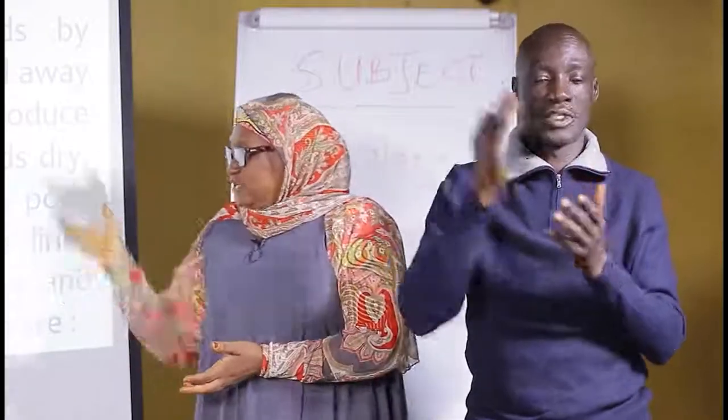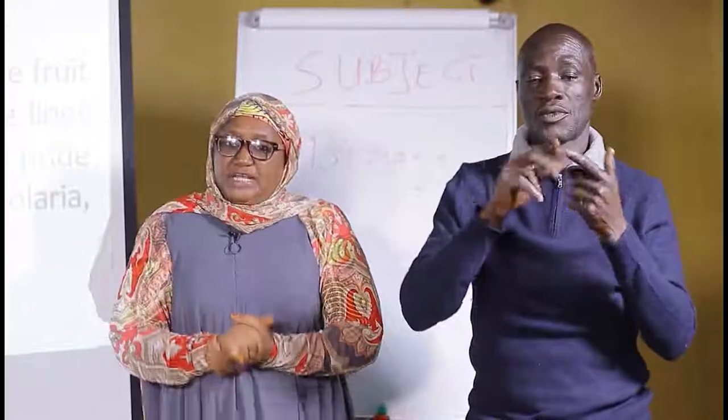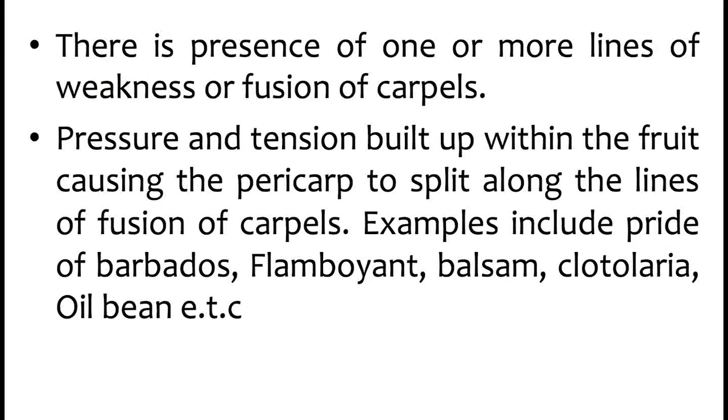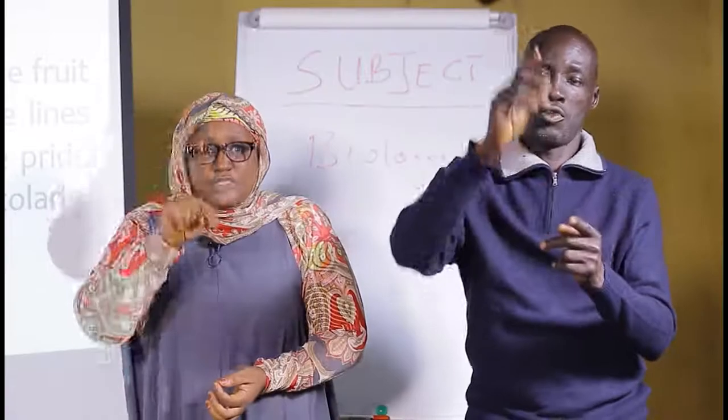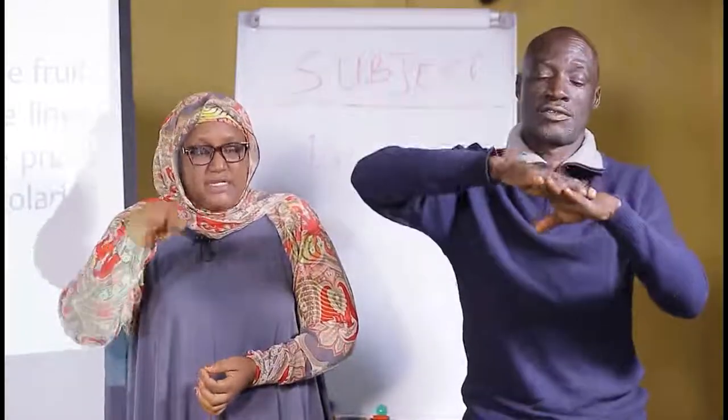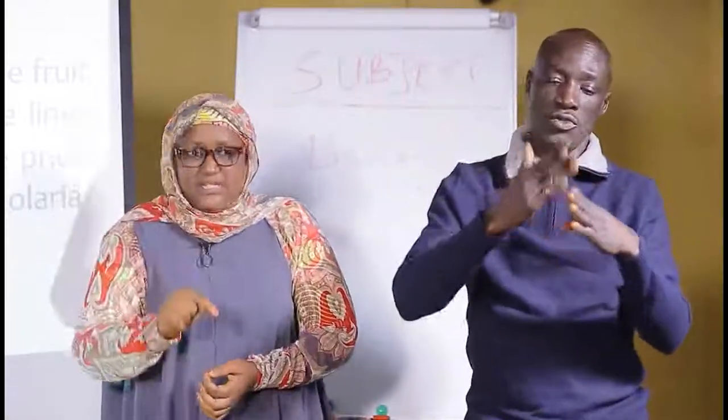So let's look at the features of fruit and seed that are being dispersed by explosive mechanism. The first characteristic is there is presence of one or more lines of weakness. That is those lines that are on the okra. Those are the lines of weakness. It is not only okra.